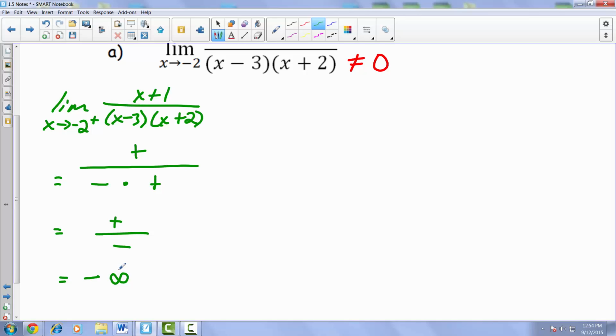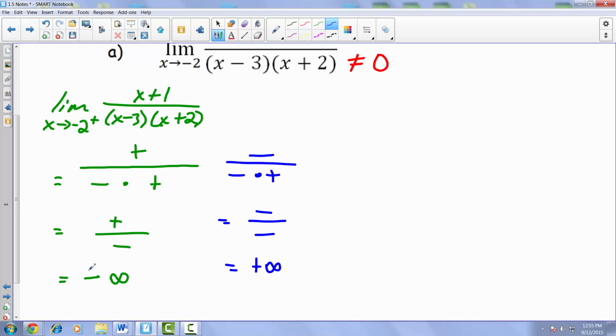Now let's choose a different number. Instead of 0, let's choose something a little bit closer to -2. If we were to choose, say, -1.5, so something a lot closer to -2, then we would end up with a negative on top divided by a negative, and then -1.5 plus 2 comes out to be positive 0.5, but it's a positive. Negative times a positive is a negative, and we still have this negative on top. So now as we actually approach -2 from the right side, we have a negative divided by a negative, which comes out to be a positive infinity.